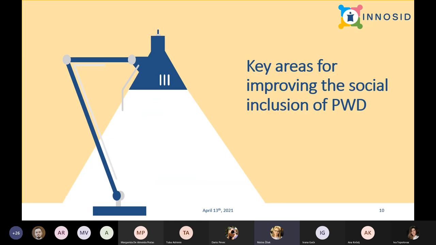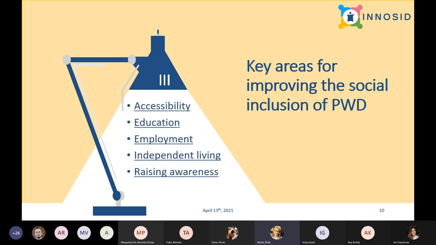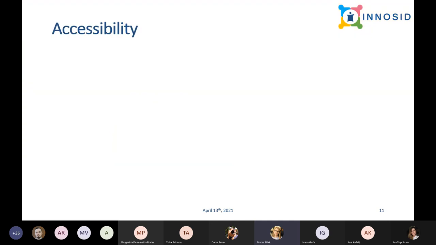Okay, so everything mentioned above leads us to the conclusion that there are many areas with room for improvement in the social inclusion of people with disabilities. Here are some of the key areas that are intertwined in this context, such as accessibility, education, employment, independent living, and raising awareness. Education is a basic human right. Employment is necessary for the disabled, for them to be financially independent, and so on. From this part of the presentation and the lecture, we will focus on each of the key areas more specifically. So, the first key area is accessibility.